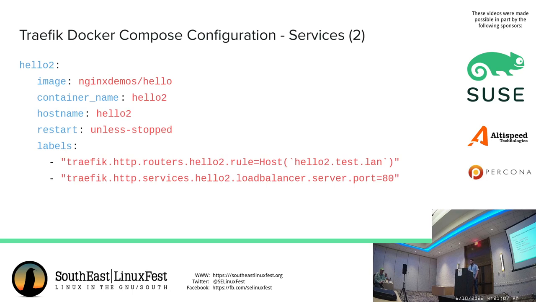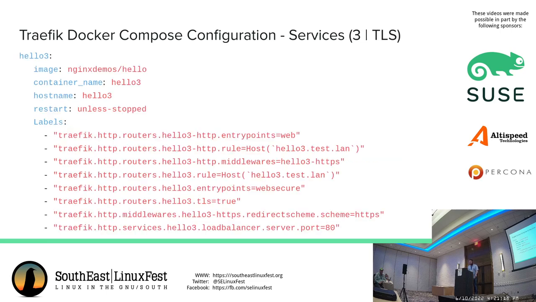Just to add a similar but differently named host, here's the same thing, but it's hello2.test.lan, port 80 again, and the host name, container name, all that set to hello2. This is hello3, which is mostly the same, but I've added some more labels for some more routers, and a middleware which enables TLS, and an HTTP to HTTPS redirect.